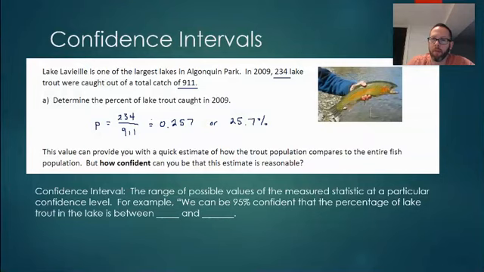So, for example, what we'd like to be able to say is, based on this 25.7%, I want to make a statement saying I can be 95% confident the percentage of lake trout is between this and this. So maybe based on that, maybe 24% and 27.3% or something like that. I want to be able to make a statement like that, saying I'm 95% sure the trout population is between this percentage and this percentage. That's our goal. That's a confidence interval.